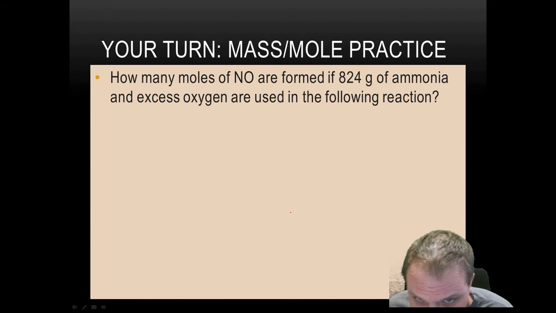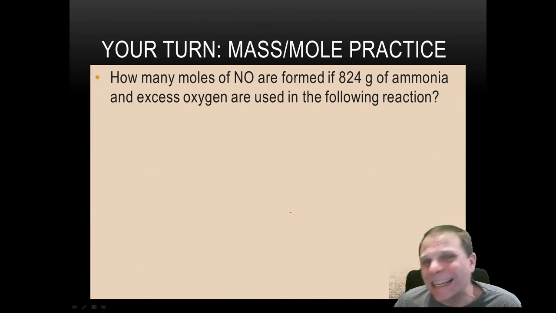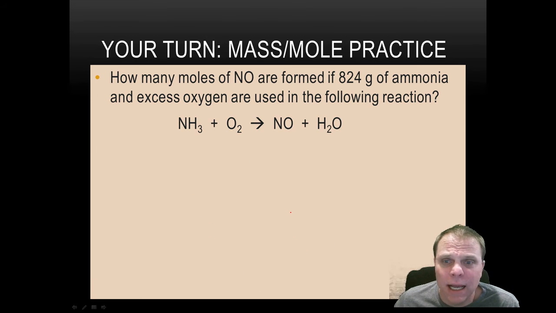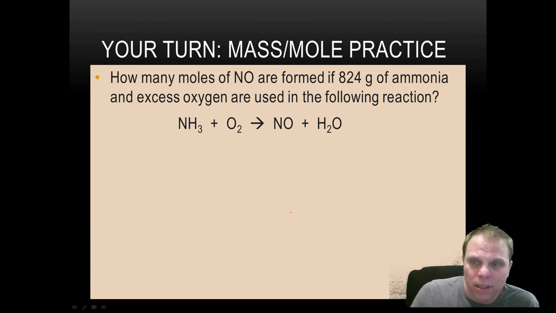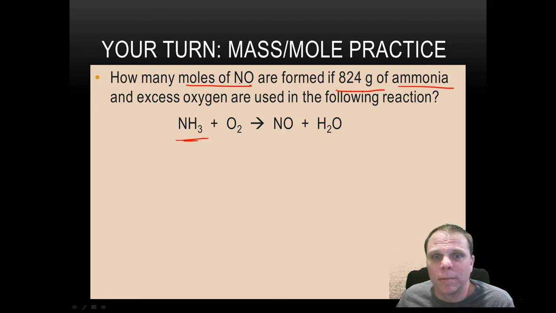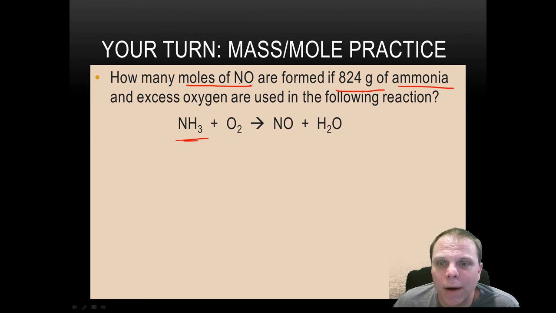All right. Your turn. How many moles of NO are formed if 824 grams of ammonia and excess oxygen are used in the following reaction? There's your reaction, and they've given you the given, okay, 824 grams of ammonia. Which one is ammonia? This is ammonia. And how many moles of nitrogen monoxide are formed? So that's what you're looking for, okay? So we're going from grams, that's mass, to moles. All right, pause it and practice. See how you do. Come back.